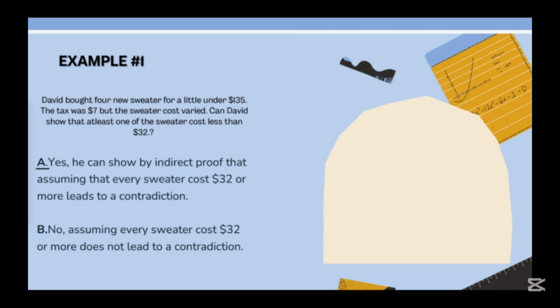Kailangan natin dito ng given. Ito yung given niya. Ang given niya is ito: can David show that one of the sweaters cost less than 32? Ito na yung given niya. Kailangan natin ng proof. Okay, yung proof niya is at least one of the sweaters or each item costs less than 32 euro.